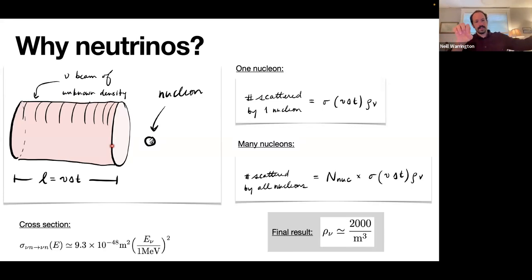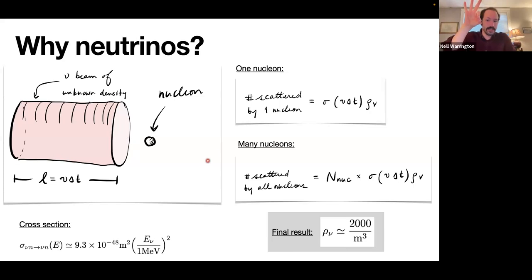Basically, you can imagine this neutrino beam passes the nucleon and carves out its cross section out of this beam, and that's how many neutrinos scatter. So that's over here, okay? The amount of volume that the nucleon carves out of this beam is its cross section. That's how big it appears to a neutrino.